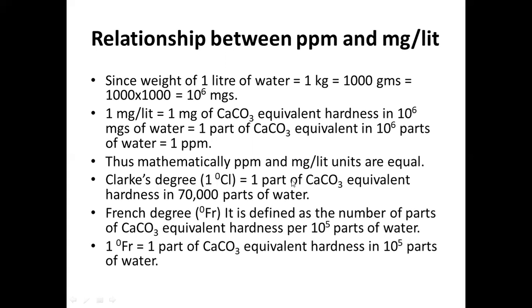1 Clark degree is equal to 1 part of CaCO3 equivalent hardness in 70,000 parts of water. Degree French is defined as the number of parts of CaCO3 equivalent hardness per 10 power 5 parts of water. 1 degree French is equal to 1 part of CaCO3 equivalent hardness in 10 power 5 parts of water.